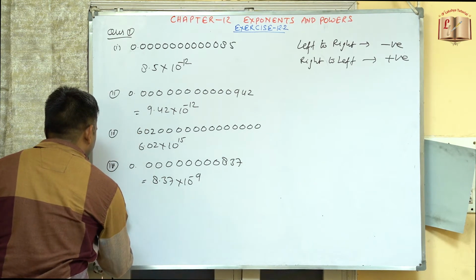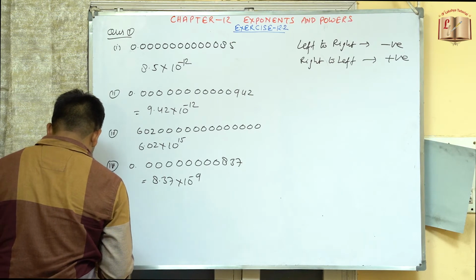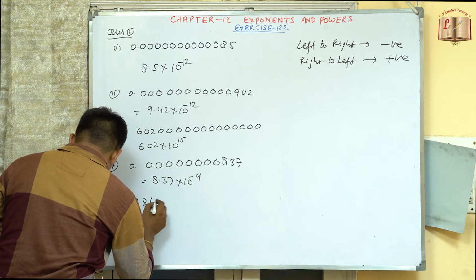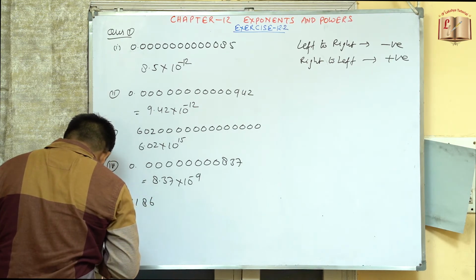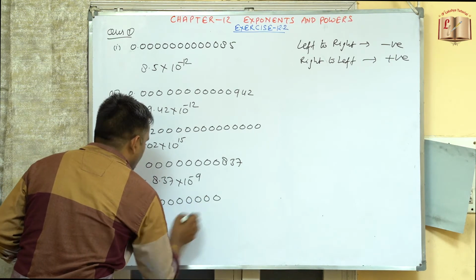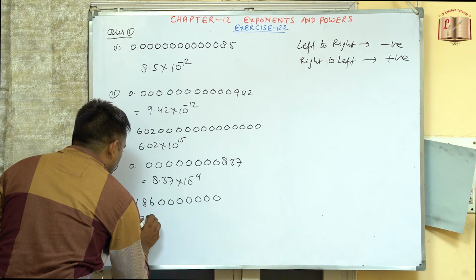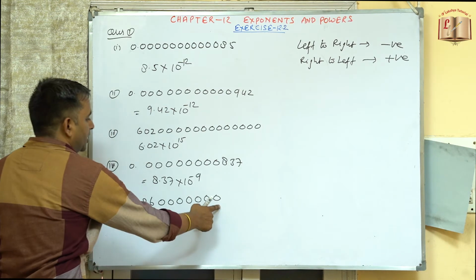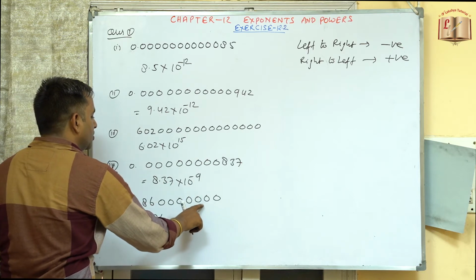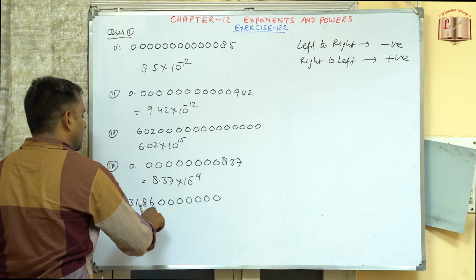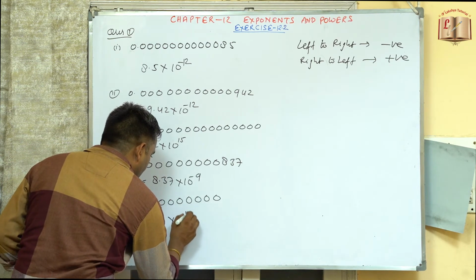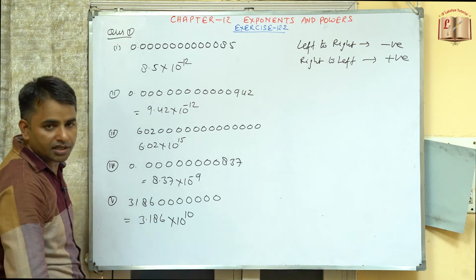Now coming to the fifth part, express the following fifth part. This is now 3 1 8 6. Now zeros are 3 and 4 7. So it will be now 3.186. Now decimal will come from right to the left, so it will be positive. So 1, 2, 3, 4, 5, 6, 7, 8, 9, 10 places. So it will be 10 to power 10. So this we will write in the standard form.